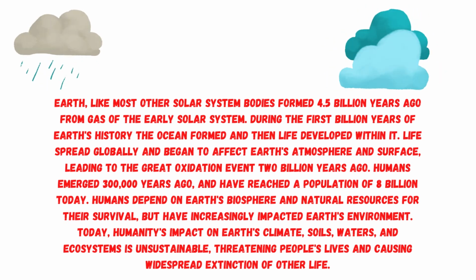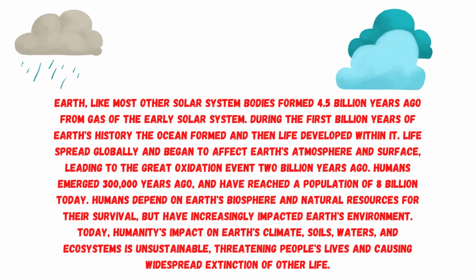Earth, like most other solar system bodies, formed 4.5 billion years ago from gas of the early solar system. During the first billion years of Earth's history, the ocean formed and then life developed within it. Life spread globally and began to affect Earth's atmosphere and surface, leading to the Great Oxidation Event 2 billion years ago. Humans emerged 300,000 years ago, and have reached a population of 8 billion today.